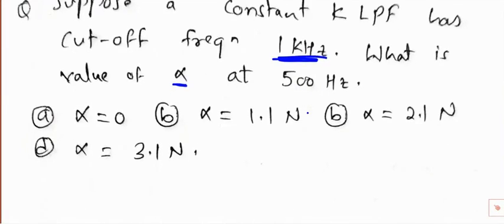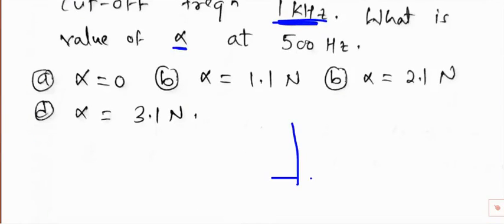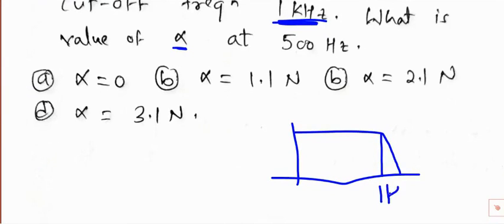So see here, it has a cutoff. It is a low pass filter. It has cutoff frequency 1 kilohertz. This is the frequency response of a low pass filter. In the first video, I have explained the frequency response. Okay, so this is the frequency response of a low pass filter.